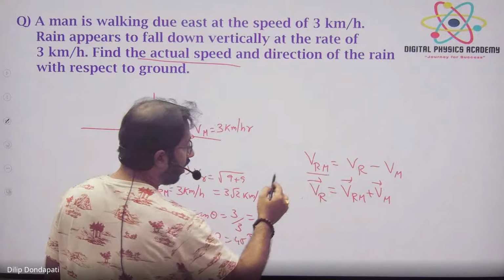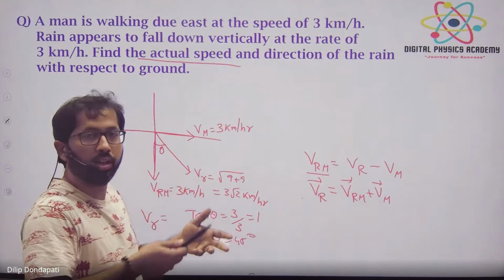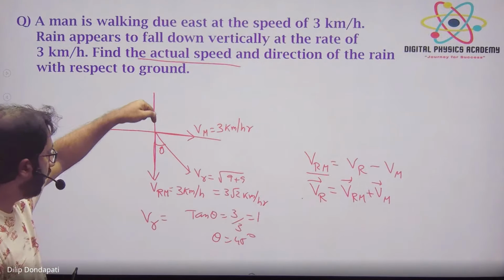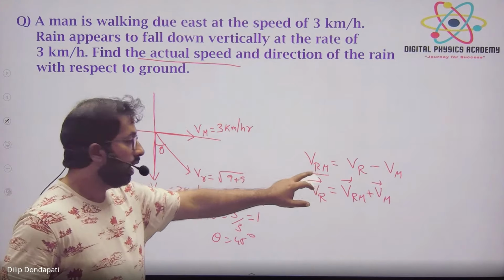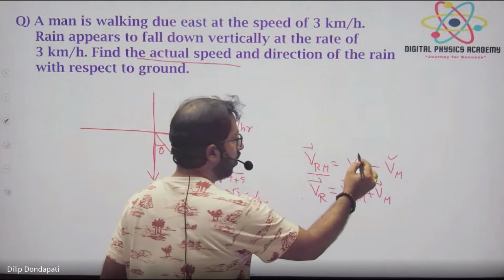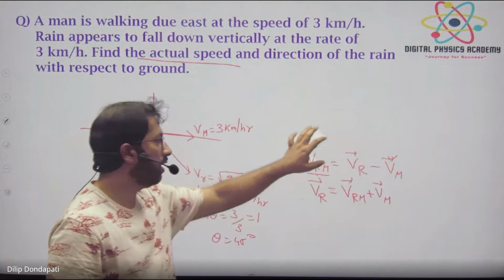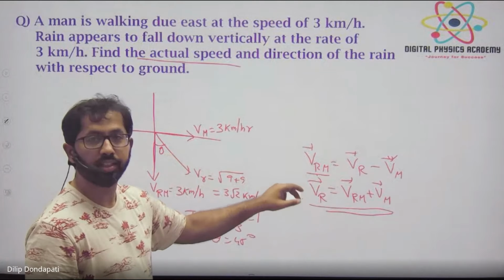Sir, but shouldn't VRM always be the resultant? See, velocity of rain with respect to man means when he's walking, with respect to him how much velocity the rain is falling, right? So that is already given vertically. When he's walking, vertically downwards बोल के he has given, and VM is also given. We know the formula, right? This formula use करके he's trying to find VR, right? You rearrange this term to this side. So now who is the resultant? VR is the resultant in this case.